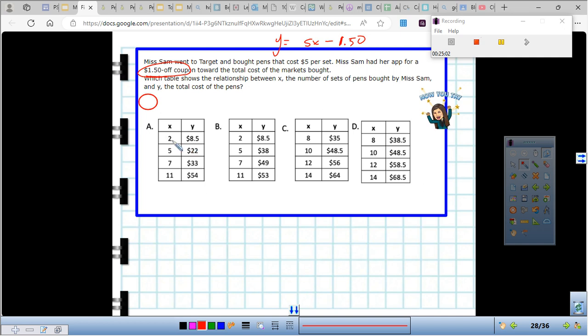So now what I have to do is put these into the spreadsheets and see which one gives me that. Which table shows the relationship between the units? So they want this equation right here. Let me just come out here, into spreadsheets, and start doing it.